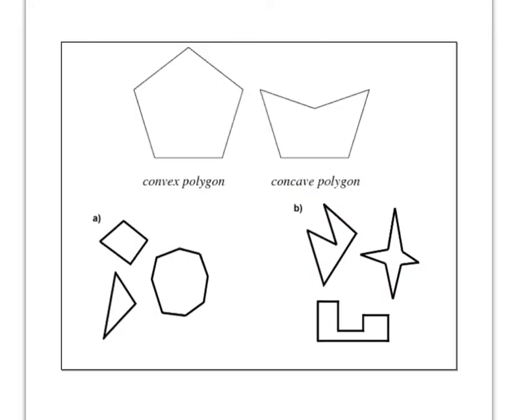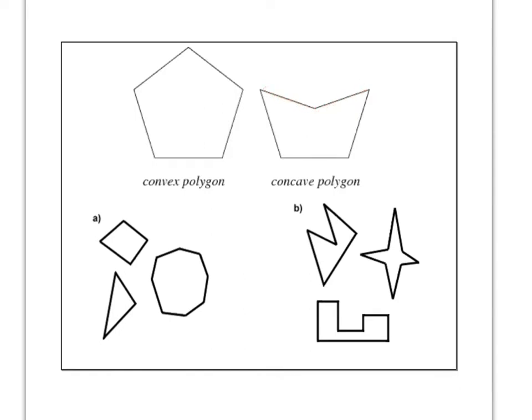There are two types of polygons: convex and concave polygons. The way that I remember is concave polygons cave in. For instance, up here at the top, you can see this kind of caves in a little bit.